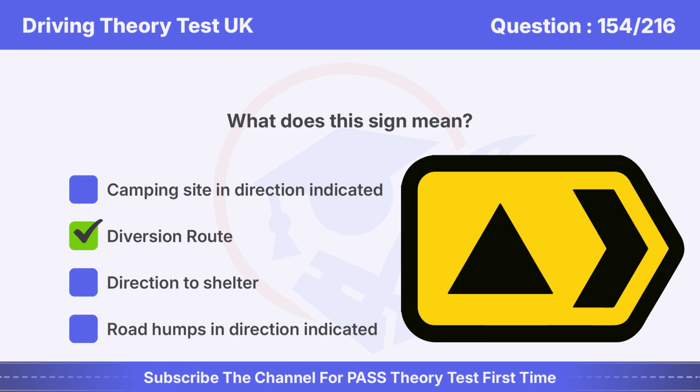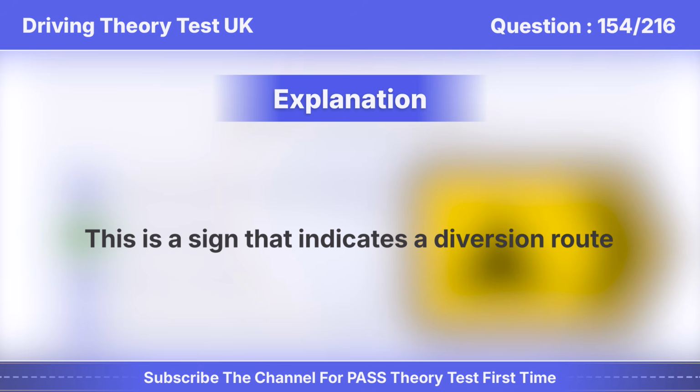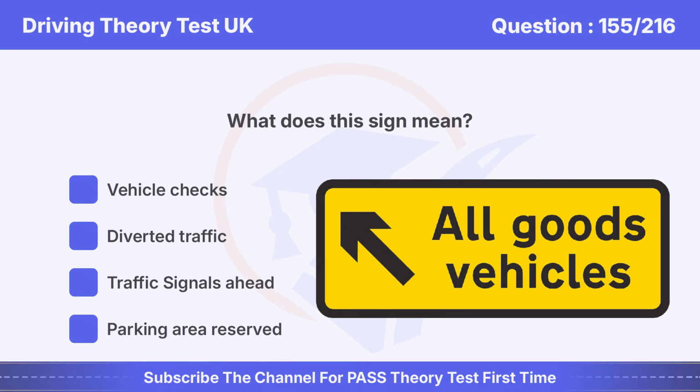Answer is B. Diversion route. This is a sign that indicates a diversion route. Question 155. What does this sign mean?